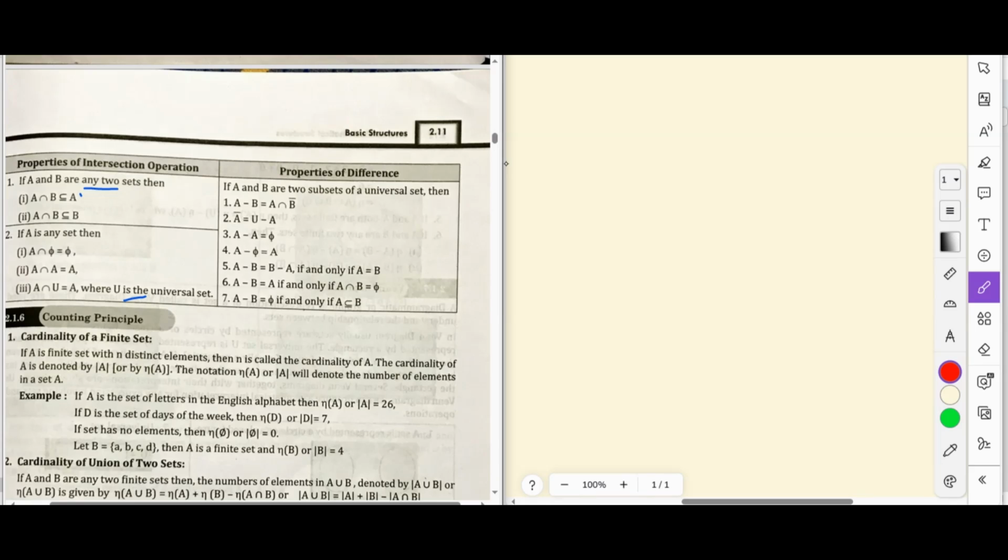Properties of differences are: if A and B are two subsets of universal set, then A minus B is equal to A intersection B dash. This is a very important formula. Then A bar will be U minus A, or we can write it as U by A. Then A minus A is a null set. A minus null set is A. Then A minus B equals B minus A if and only if A is equal to B. A minus B is equal to A if and only if A intersection B is a null set. A minus B equals null set if and only if A is a subset of or equal to B. So these are some properties which you should remember.